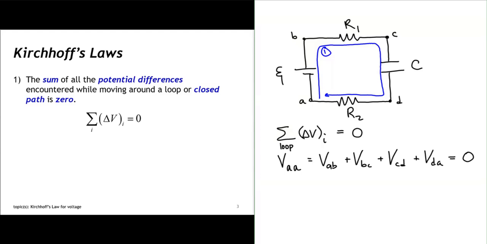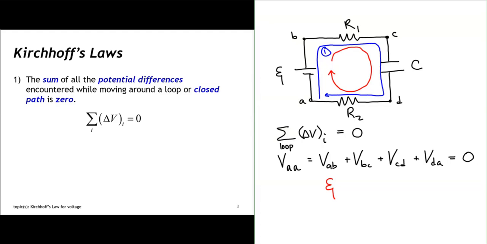Now, in walking through this circuit, the potential difference across the battery would be Psi, the EMF, and I'm going to explain some rules for that. The potential difference across the resistor, well, in order to know it, we have to assume a direction for the current. So let's assume the direction of the current is counterclockwise.